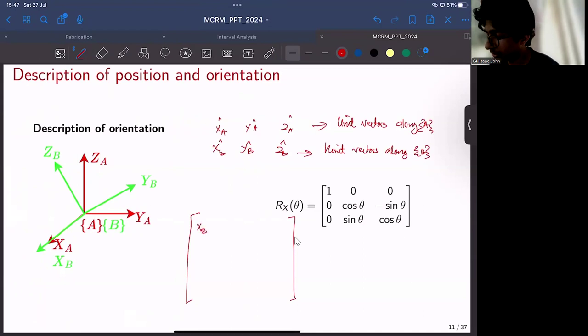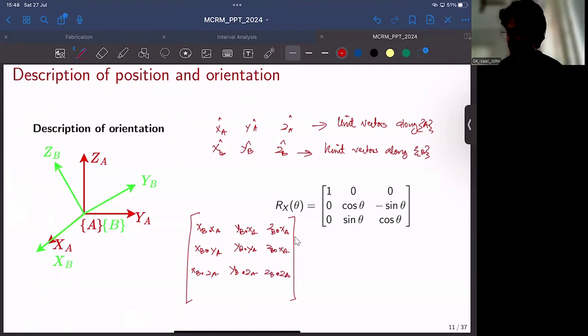So XB dot XA, XB dot YA, XB dot ZA, YB dot XA, YB dot YA, YB dot ZA, ZB dot XA, ZB dot YA, ZB dot ZA. If you expand all these dot products, you will be able to obtain the rotation matrix between the two frames of reference. And why is this important? How is this important to our course?